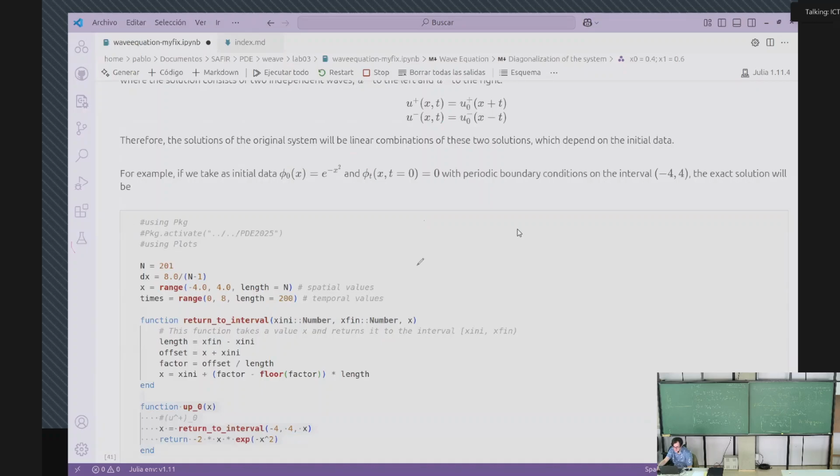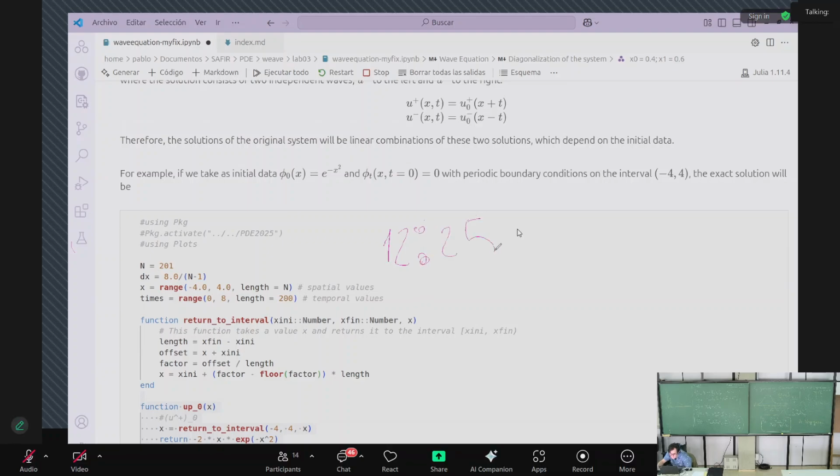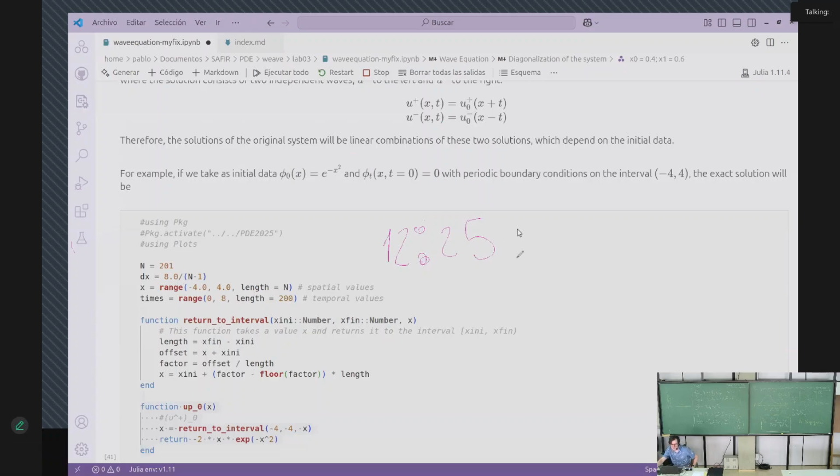Okay, so if there are no questions right now, I will pause a bit and we'll be back in, I don't know, 10-15 minutes. Leco, ¿te parece? Oh, okay, so 12:25. Okay.